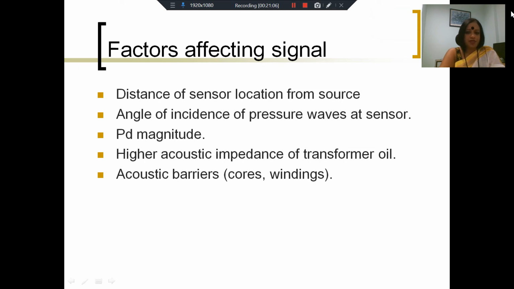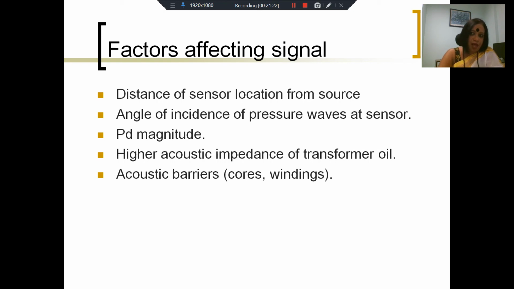Now, when you're measuring in transformers, you have to think about what the factors are which might influence the signal. One is the distance of the sensor location from the source. If the sensor is very far away, remember we are talking about power transformers which are huge.